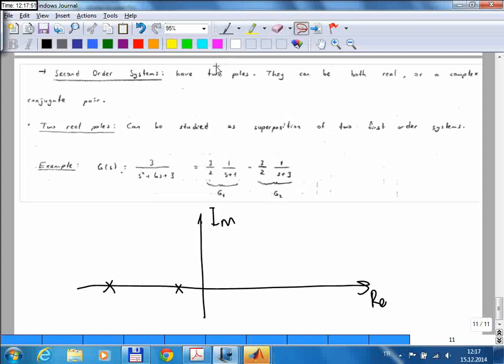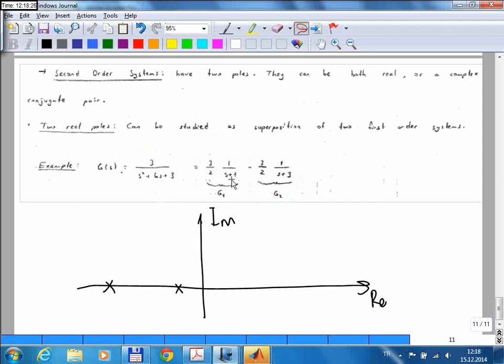So the system has two poles. They can be both real or a complex conjugate pair. Let's start with the two real pole case. The two real pole case can be studied as a superposition of two first-order systems. This is your transfer function. You have two poles, a second-order denominator, but you can divide this into two first-order systems. So this has one pole at -1, another pole at -3. And if you apply partial fraction expansion, this is a first-order function, another first-order function.